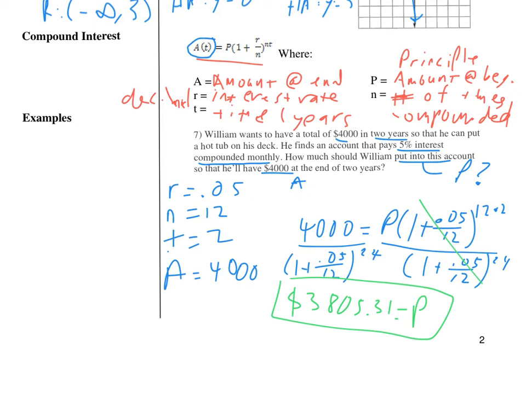And so that means he's got to save a little over $3,800 if he wants to end up with $4,000. So this makes sense that it's less. P should always be less than A because I'm going to put in a little bit of money into my account and I'm going to get out a little bit more.